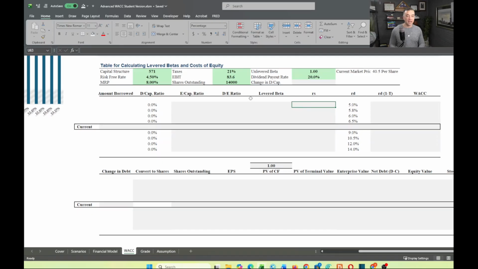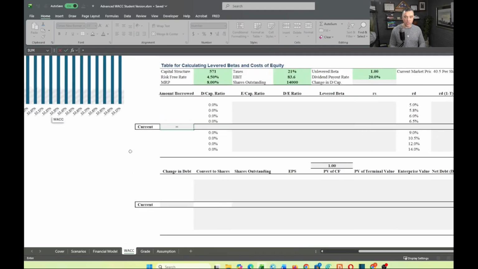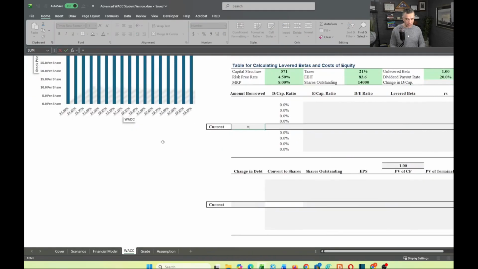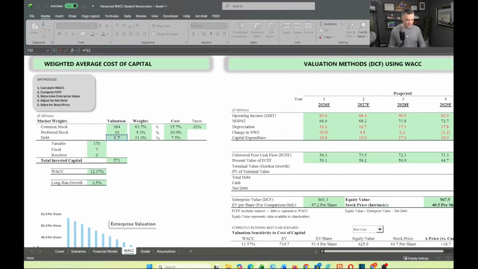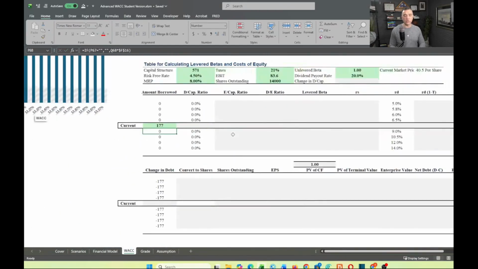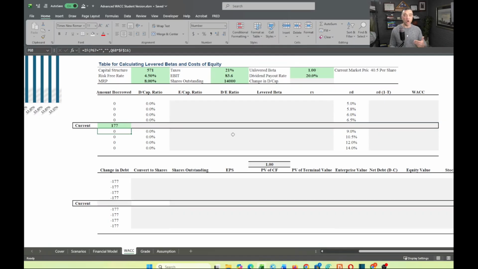All right, so the first thing we want to do is find out the amount borrowed. We're going to plug that in, and we're just going to go up here and do the 177. That's all our debt. Just a reminder, we have 3 forms of debt: revolver, fixed, and variable debt.